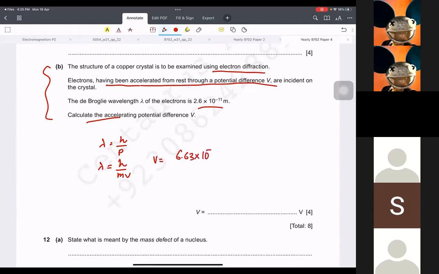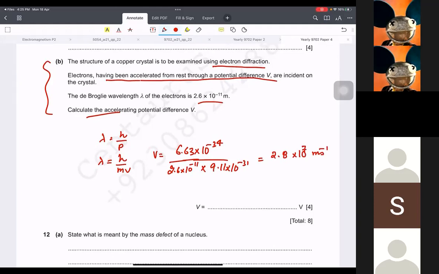6.63 times 10 raised to minus 34 divided by lambda, which is 2.6 times 10 raised to minus 11, and the mass is 9.11 times 10 raised to minus 31. Can you find the speed, please? 0.799 times 10 power 7. No, 2.8 times 10 power 7. Okay, so this is the answer for v, and we need to find the potential.